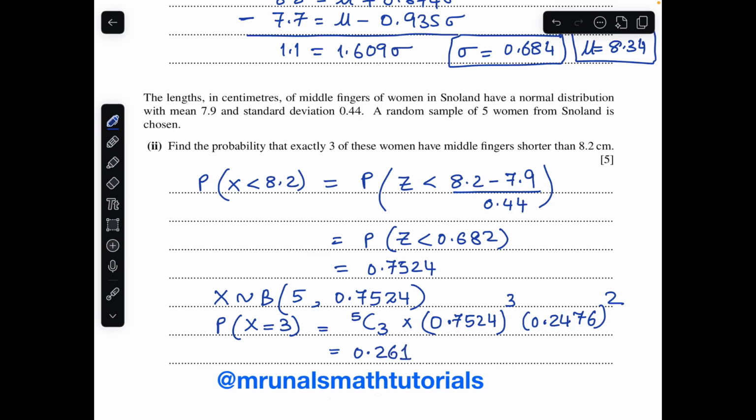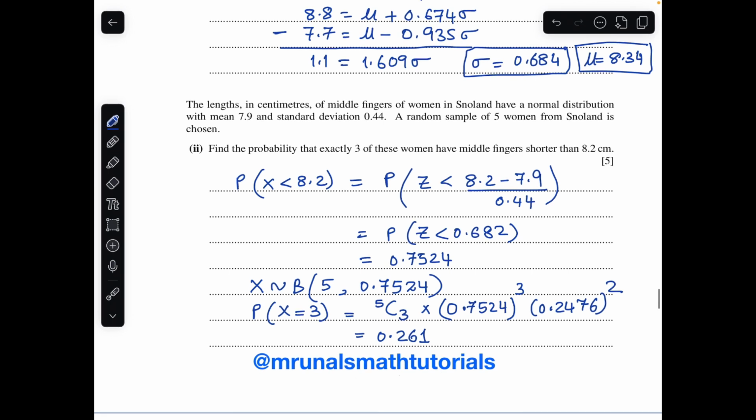So this works out to be 0.261. Alright then, that was today's tutorial looking at extremely difficult questions on normal distribution.